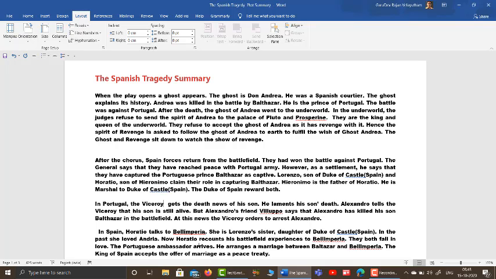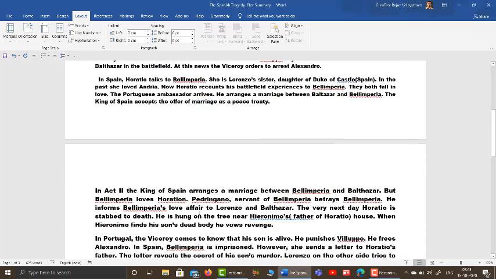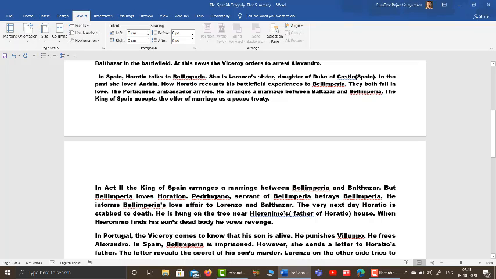So again, the scene shifts to Spain. Bellimperia is given the news that Don Andrea was killed in the battlefield. Now, who is Bellimperia? Bellimperia is the daughter of the Duke of Spain and sister of Lorenzo. The Duke of Castile, that is the King of Spain, has a son named Lorenzo and a daughter named Bellimperia. Bellimperia was in love with Don Andrea. Now Don Andrea is killed in the battlefield.